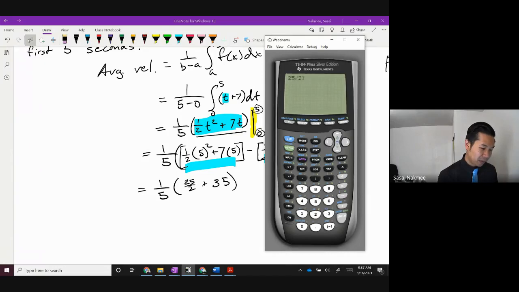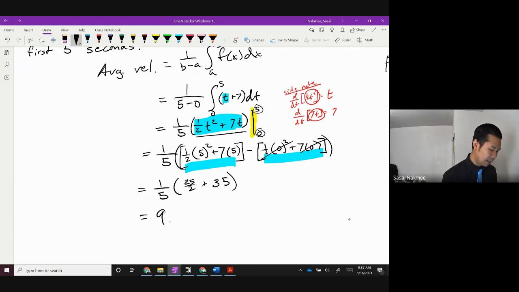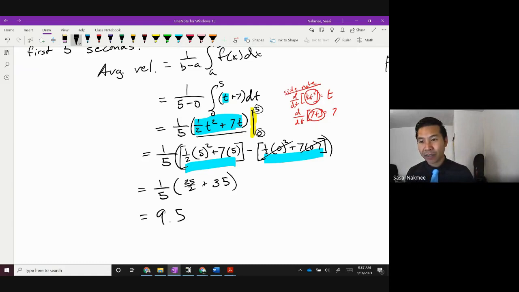25 divided by 2. All right, let's just try this again. 25 divided by 2, plus 35, and divide that by 5. And that's going to give me 9.5. So the average velocity of this thing for the first 5 seconds is 9.5. And that's it. That's your answer.